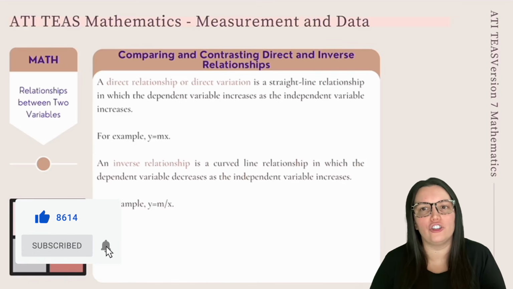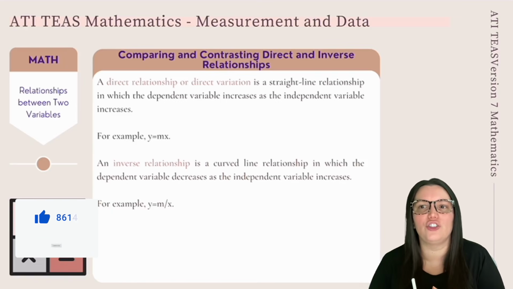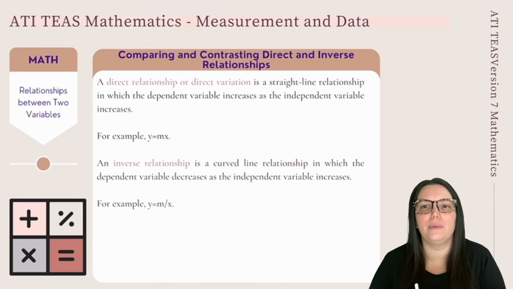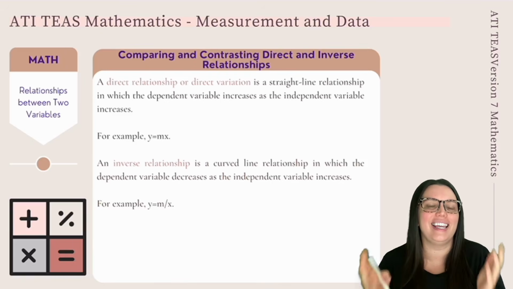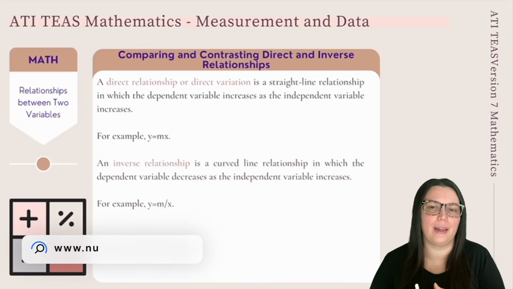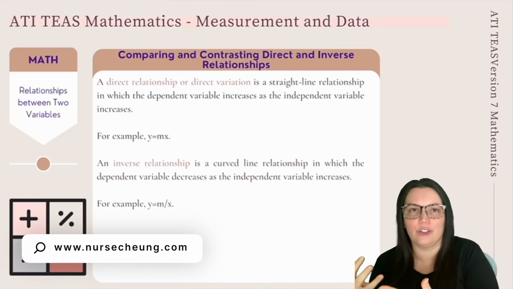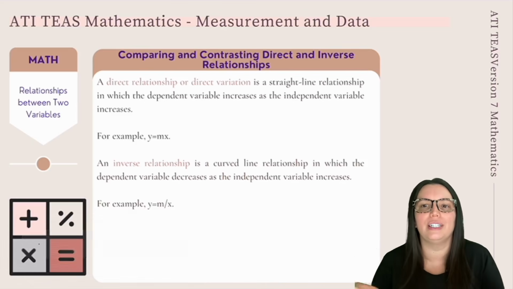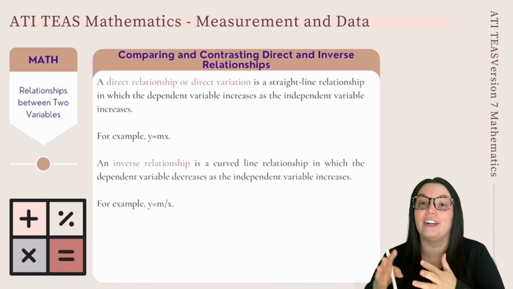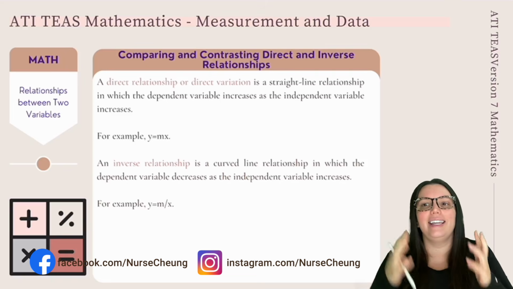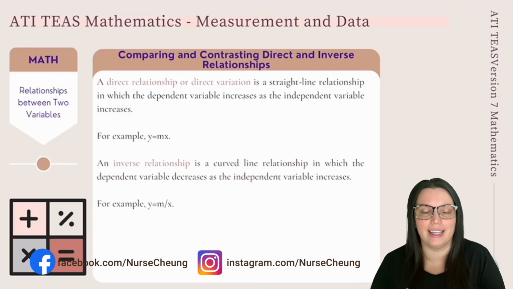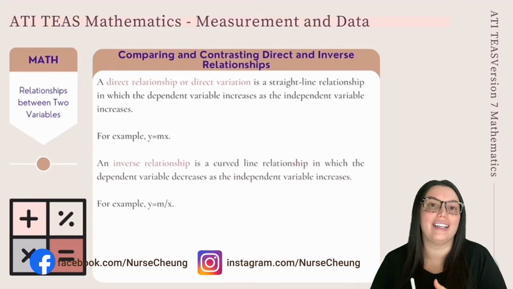You may also need to compare and contrast direct and inverse relationships. So a direct relationship or direct variation is a straight line relationship in which the dependent variable increases as the independent variable increases, right? We have increase, increase. So for example, y is equal to mx. Whereas with an inverse relationship, we have more of a curved line relationship in which the dependent variable decreases as the independent variable increases. And you typically see that as y is equal to m over x.